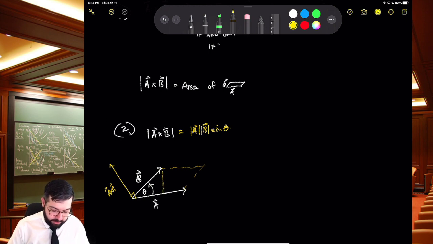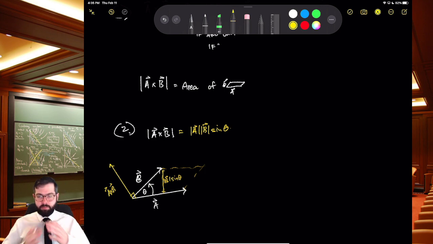Because it's equal to the area of this parallelogram. And so you can draw in the altitude here and get that this must be B sine theta times the base. That's this height here times the length of the base. That's just the area of the parallelogram. And again, it's important to note that you're talking about the smaller angle between the two, because otherwise it flips the sign. It's a signed area.